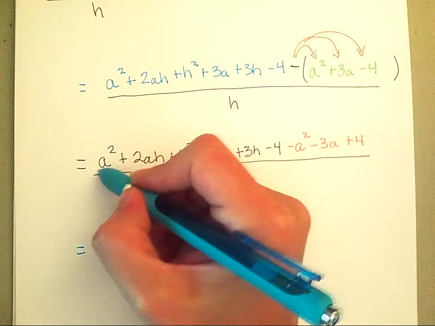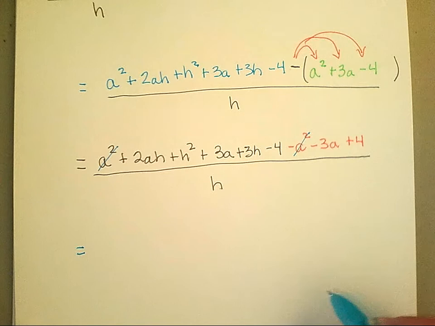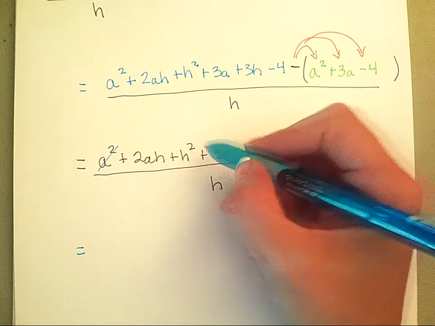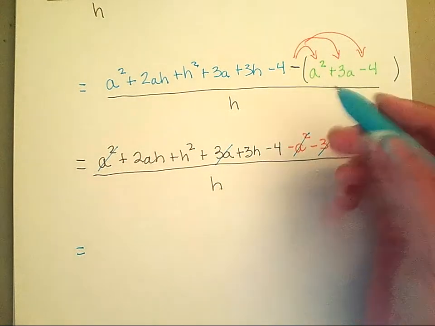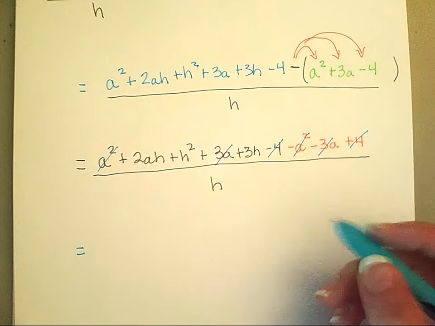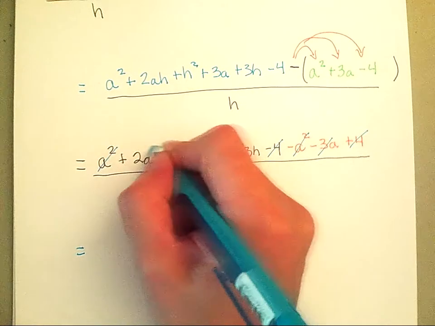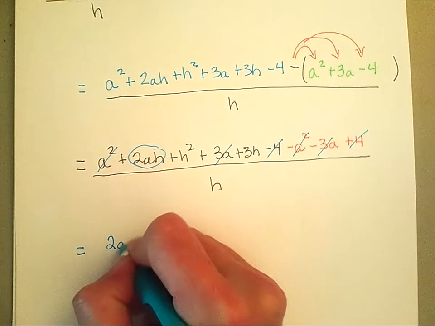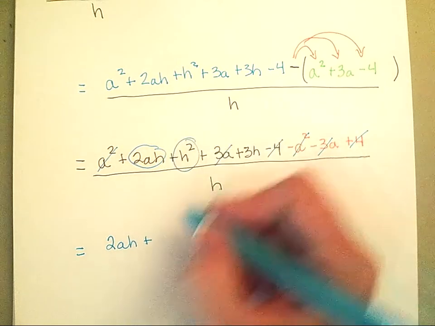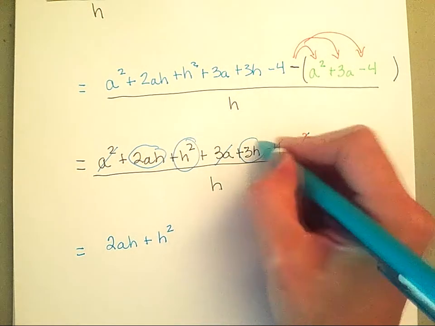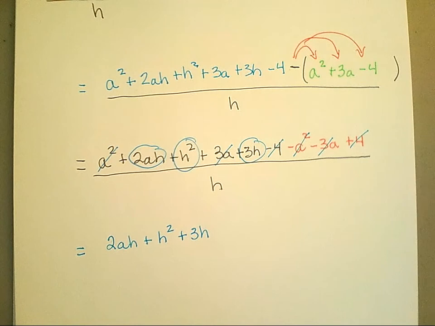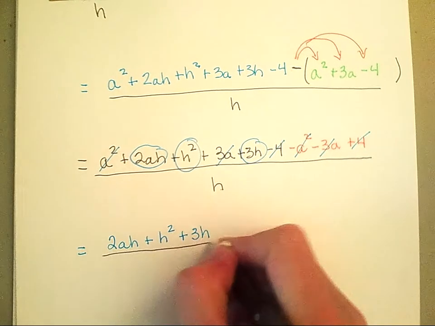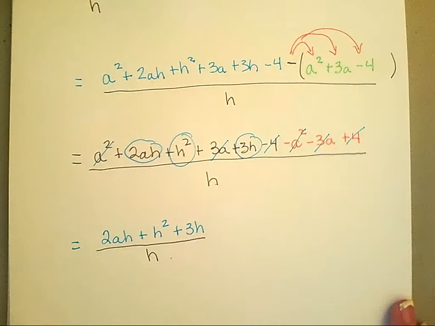Now we can see that some canceling will occur. If we have a squared and we subtract off a squared, that will cancel. If we have positive 3a and we subtract off 3a, that will cancel. And negative 4 plus 4 will also cancel. So what we're left with is 2ah plus h squared plus 3h. And all of that is divided by h.